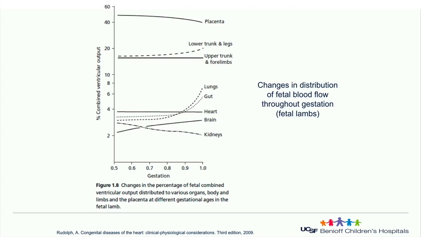Also important to note how fetal cardiac output changes over the course of gestation. Notably, as the fetus is preparing for postnatal life, there is a notable increase in cardiac output being directed to the brain, to the lungs, and the GI tract. And later in gestation, a decrease in the percent of flow directed to the placenta.